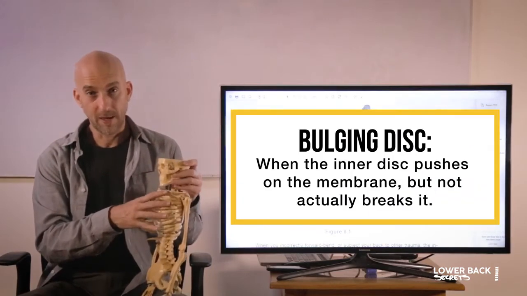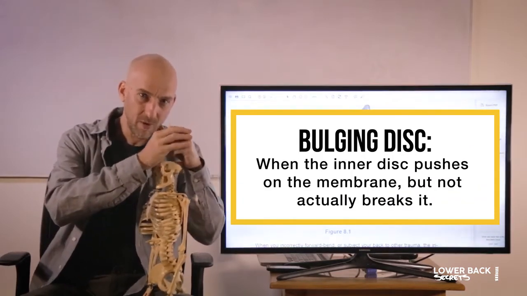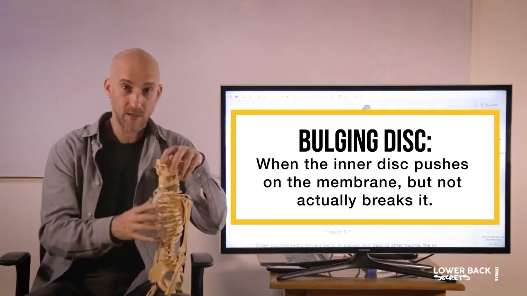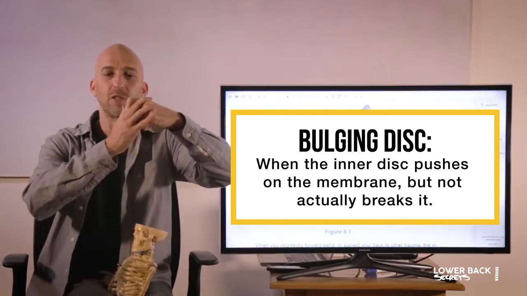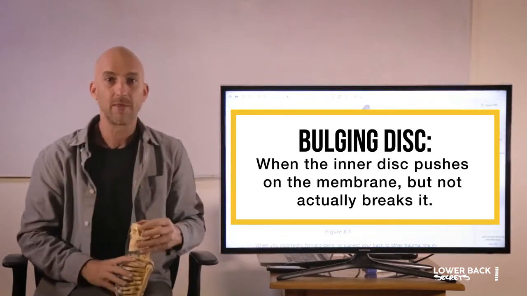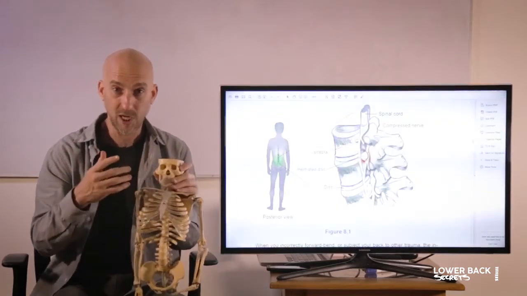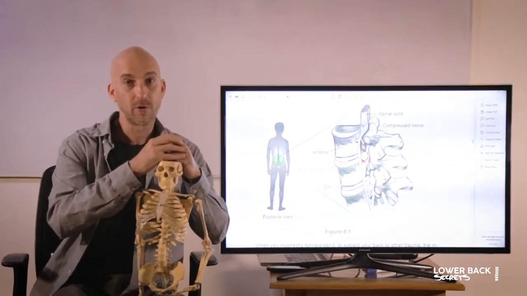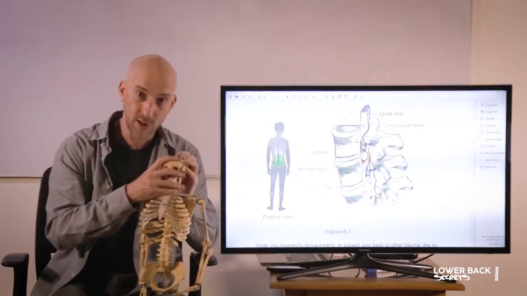Now, if the inner disc pushes on the membrane, it pushes, and it actually misshapes the disc itself, so it's pushing, but it's not actually breaking. That's called a bulging disc. Okay, so they're very similar in shape, but the herniated disc will actually have broken through the membrane, whereas the bulging disc will not have broken through the membrane. It will just be pushing it into a different shape.